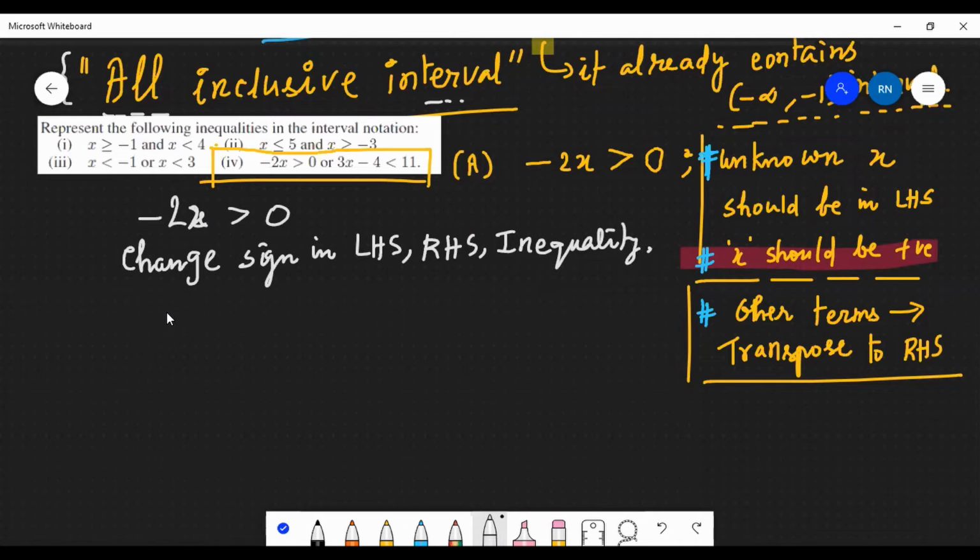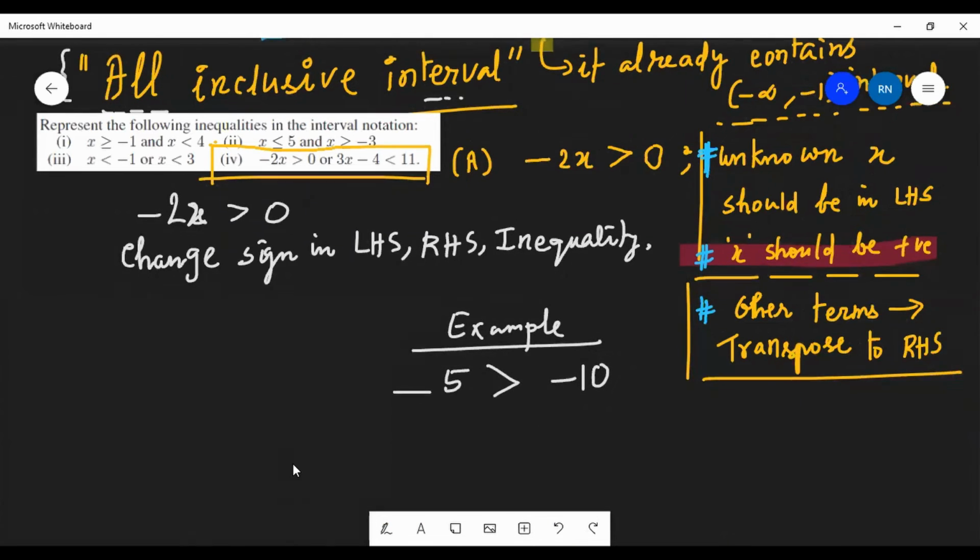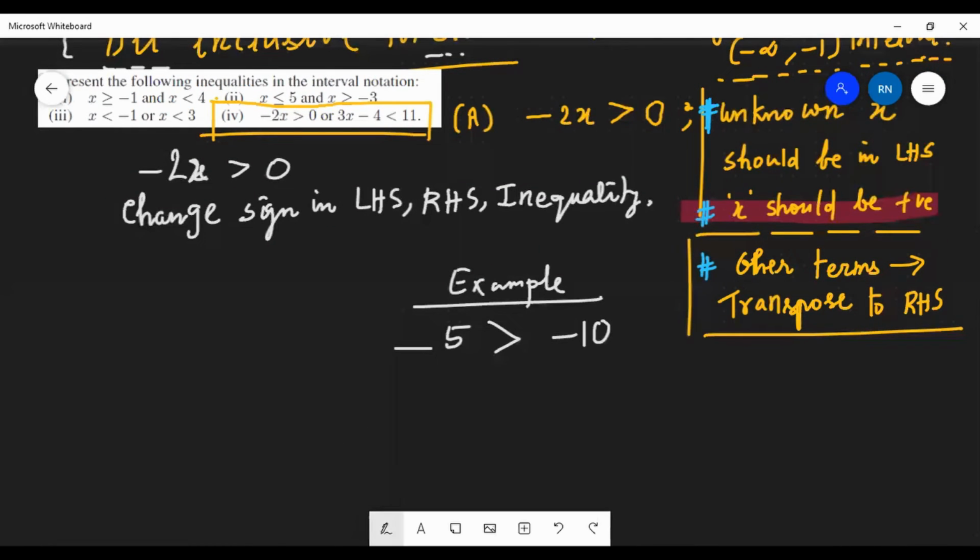Inequality also changes. Just for your rough work, which I will write and erase. For a short example, let me give you: minus 5 is greater than minus 10. Are you understanding? Yes, sir. Comparing mere integer numbers, a very well-known statement. Minus 5 is bigger than minus 10.